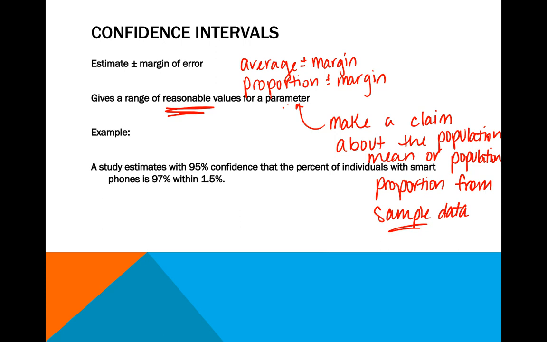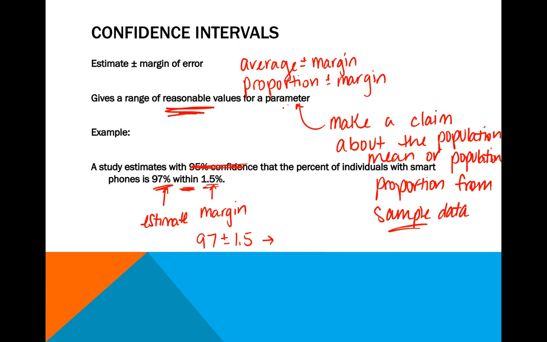So here this says a study estimates with 95% confidence that the percent of individuals with smartphones is 97% within 1.5%. This within is telling you this is your margin of error. This is your estimate. This 95%, that's statistically meaningful, but as far as the SATs go, we don't have to worry about how confident things are. We just need to know that their estimate was 97%, their margin is 1.5%, so really that's 97 plus or minus 1.5. That gives us a window of what's reasonable for the actual population percent to be.